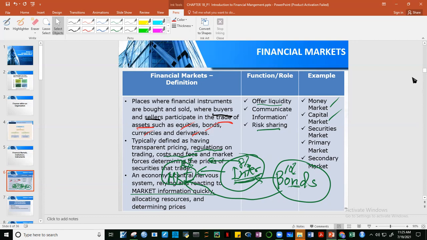So pag equities, nasa stock market yan. Pag bonds, nasa bonds market. Pag currencies, FX market. Pag derivatives, nasa derivatives market, which can be a futures market or an options market or a swaps market. So iba-ibang types ng derivatives.